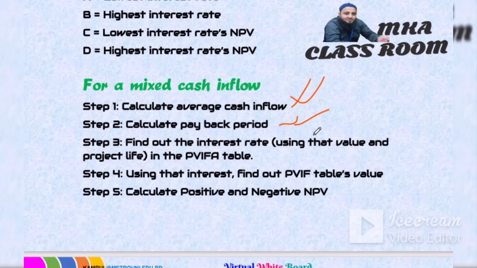Then we need two NPVs. One is positive and the other is negative NPV. After that we will use the interpolation formula: A plus C divided by C minus D into B minus A. Here A is the lowest interest rate, B the highest interest rate, C the lowest interest rate's NPV, and D the highest interest rate's NPV. So we have an example.